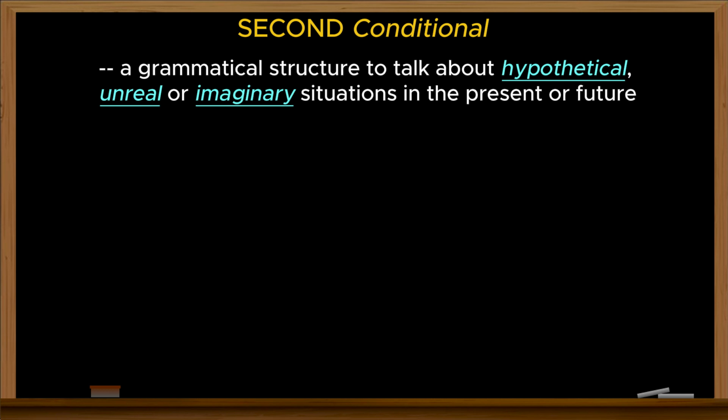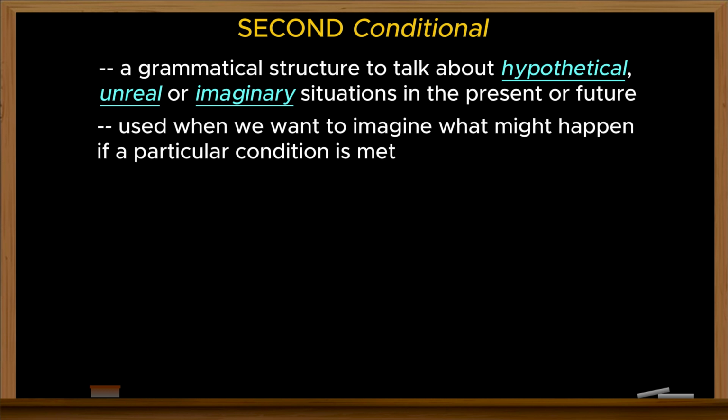The second conditional is a grammatical structure we use to talk about hypothetical, unreal, or imaginary situations in the present or future. We use it when we want to imagine what might happen if a particular condition is met. It's my son's favorite conditional.